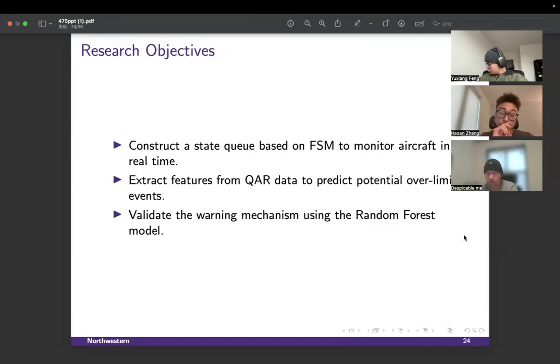Now we are talking about the research objectives. Let's look at the core objectives of this research. There are three main goals. First of all, we need to construct a state queue based on FSM to enable real-time monitoring of aircraft status. Secondly, we need to extract critical information from QAR data to support the prediction of over-limit events. And finally, we need to validate the effectiveness of the warning mechanism using the random forest model.